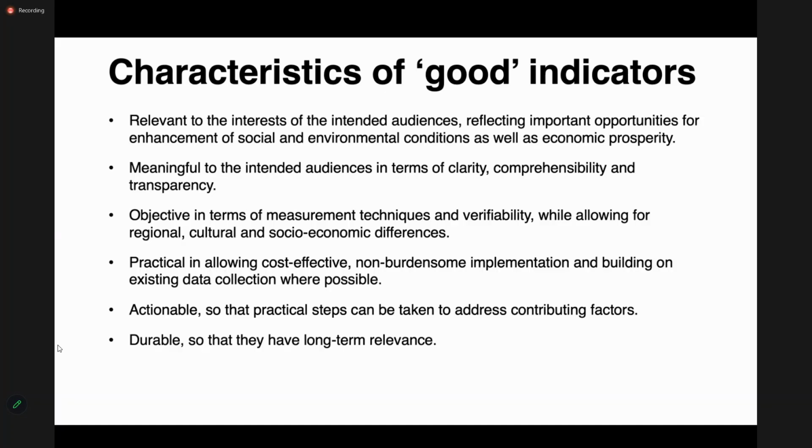They also need to be practical in that they are cost effective and non-burdensome when it comes to implementation. If they become a big burden to implement, then their usefulness will be lost. They should also be actionable. That means there are practical steps you can take to address them. And they should also be durable, that they need to be relevant in the long term as well.